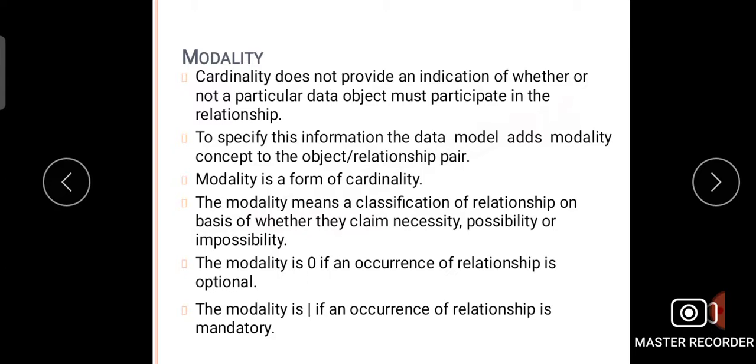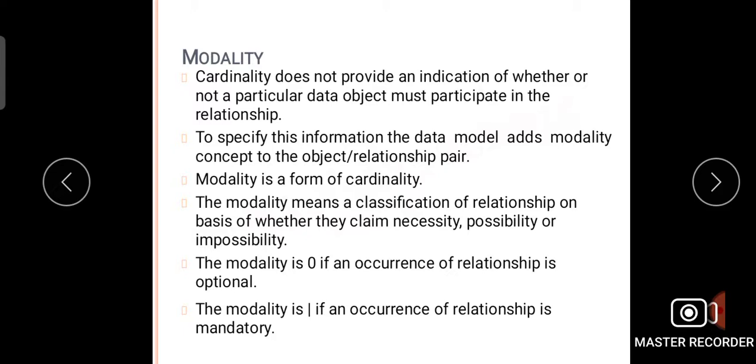Cardinality does not provide an indication of whether or not a particular data object must participate in the relationship. That's why, to specify this information, the data model adds the modality concept to the object and relationship pair.